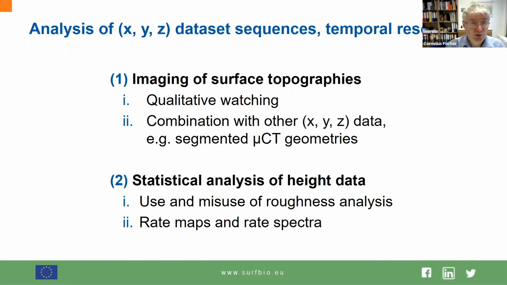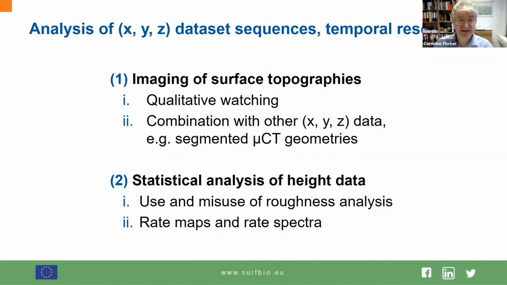Okay, so what can we do? We can have a qualitative watching, the movie that I told you. We can combine the data sets with other topography data. An example would be a tomographic method, micro-CT, microcomputer tomography, where we could combine the geometry information that has been collected with interferometry with the low resolution data that CT data provides. So that's one thing if we are just interested in surface evolution.